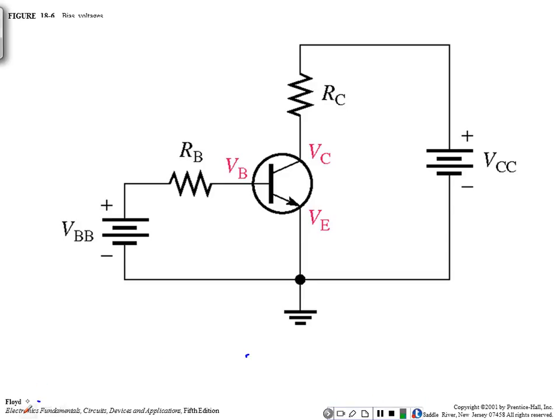And these are designated according to, so we call this VCE. So if we give you 2 voltages, they're going to be across something, right? We call this VBE. We call this VCE.